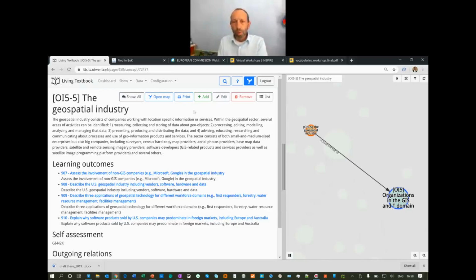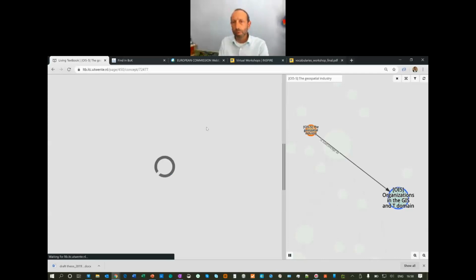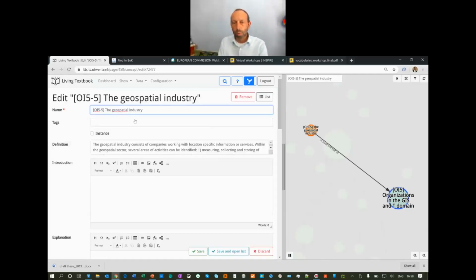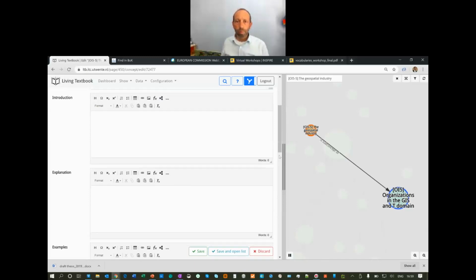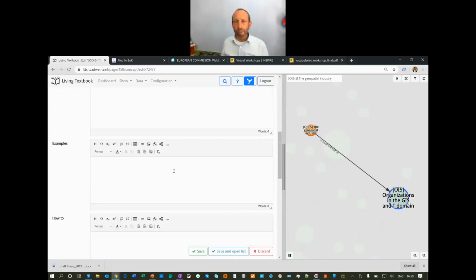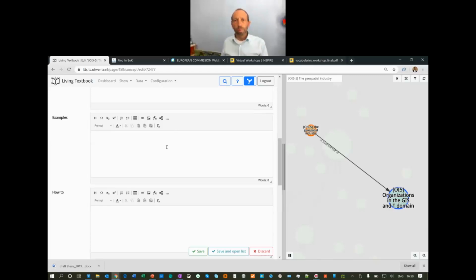The living textbook that we use as a tool to edit these concepts in the body of knowledge makes part of a larger, what we call ecosystem of tools within the EO4GEO project. So basically what you see here in the center is the body of knowledge with all its concepts. And then there are a few tools around it doing viewing and editing. So we call that the body of knowledge platform tools.